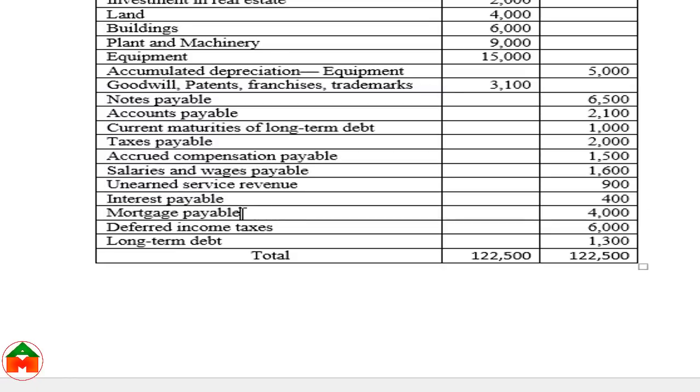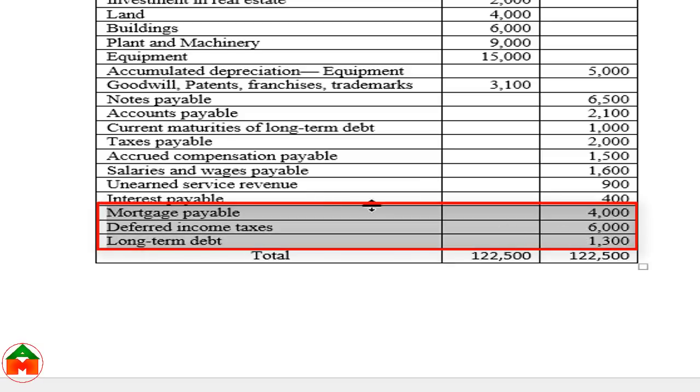After that, we can see mortgage payable. It's a long-term liability. Then we can see deferred income taxes, a long-term liability. Then there is long-term debt, another long-term liability. So these three items are considered long-term liabilities, which should be shown in the balance sheet in the section of long-term liabilities.